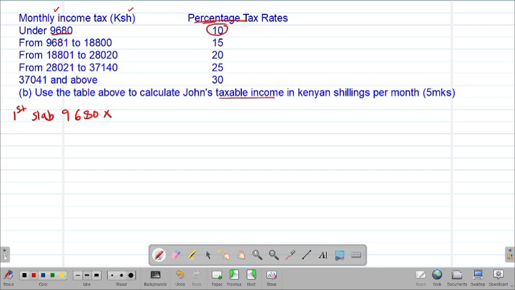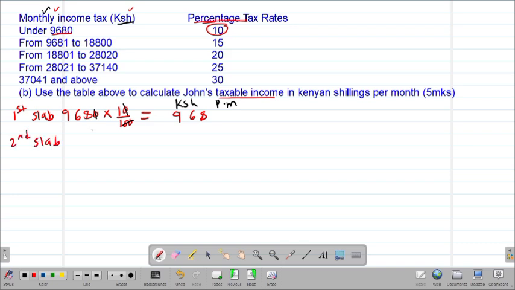This is a percentage, so of course it will always be over 100. The answer that we get here should be in the units of the table. Clearly, our table is in monthly Kenya shillings. Therefore, whatever answer we get is in Kenya shillings per month. So of course, these two zeros are going to cancel out. It means that we're going to remain with 968 shillings.